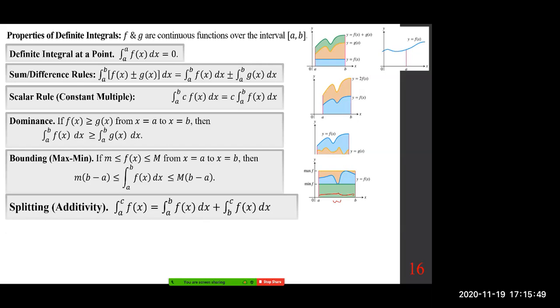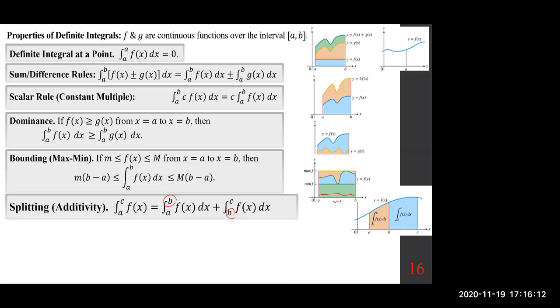Now this is extremely important. This comes really handy: splitting, or additivity. They say if we go from a to c, what you really need to notice, these two are the same. Okay, class. A to b and b to c, they add up to a to c. That's the idea. Also the opposite. So for example, we go from a to b and then b to c, this is what we get.